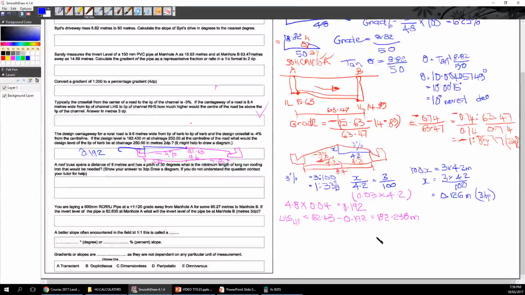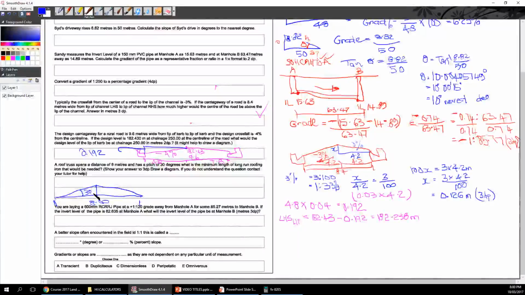Oh, sort of running out of room. A roof truss. Okay, a roof truss spans a distance of 8 meters. So typically a roof truss looks like this, and the span is 8 meters, which is there, 8.00, and the pitch is 30 degrees, which is this angle in here. Okay, what is the minimum length of long run roofing iron that would be needed?